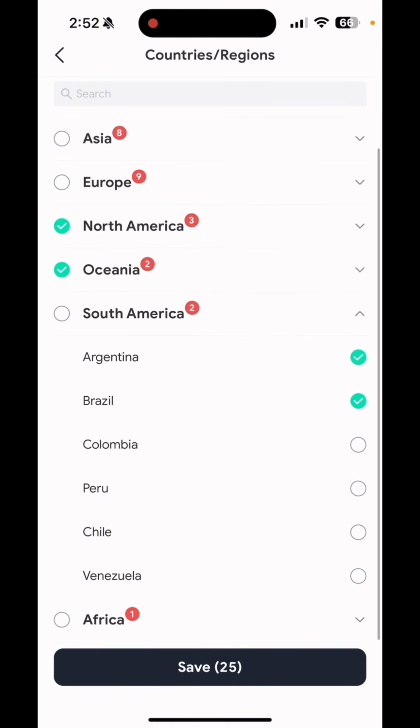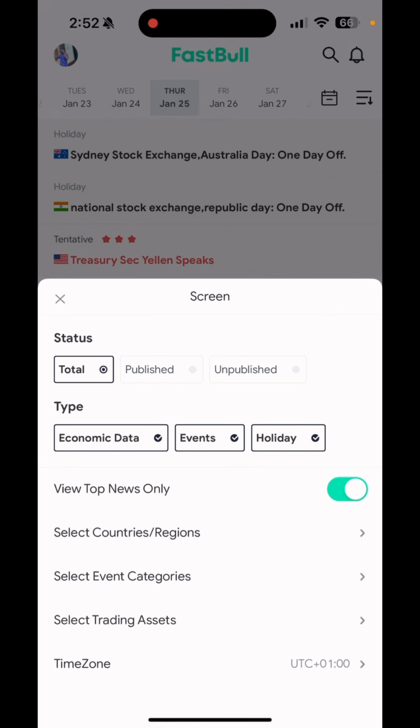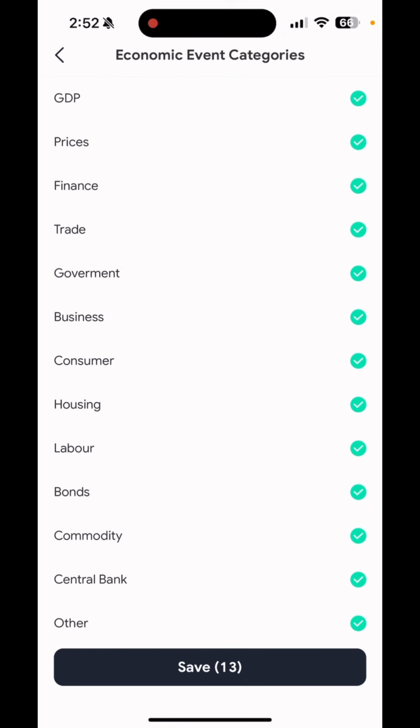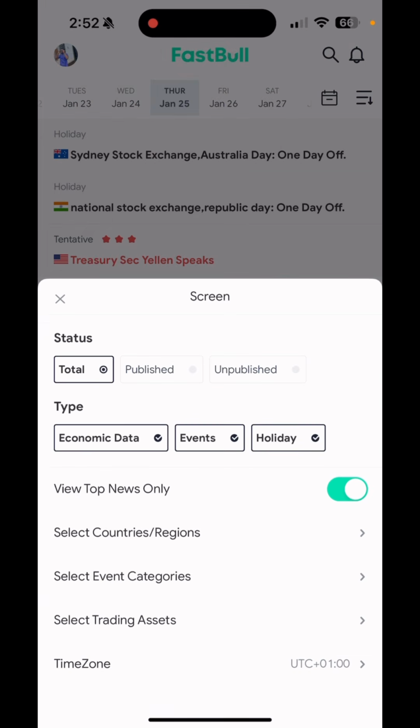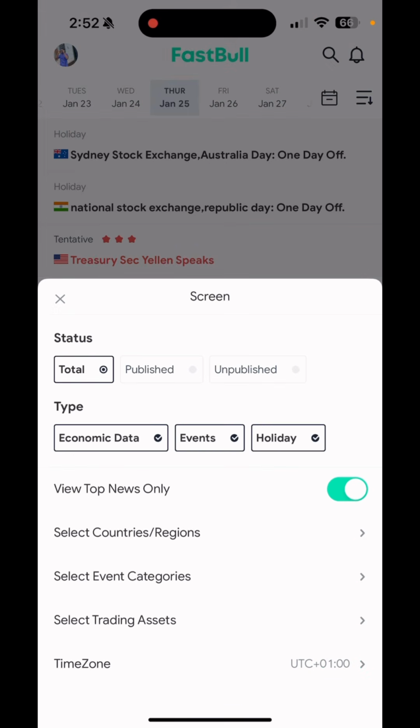This G20 covers everything. All right, just use this G20. I think you need to add no, don't add South America. We don't trade Argentina, Brazil, Colombia. No. So this G20 is okay. Then you come back and select event categories. Just make sure everything is selected. Then you come to trading, select assets, USD, JPY. Just make sure all of them here are selected. You don't need to change anything here.